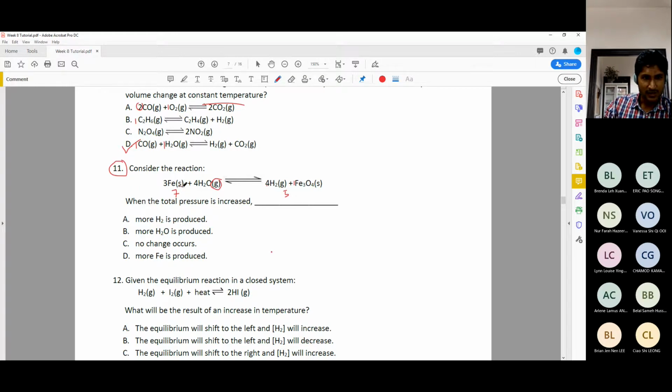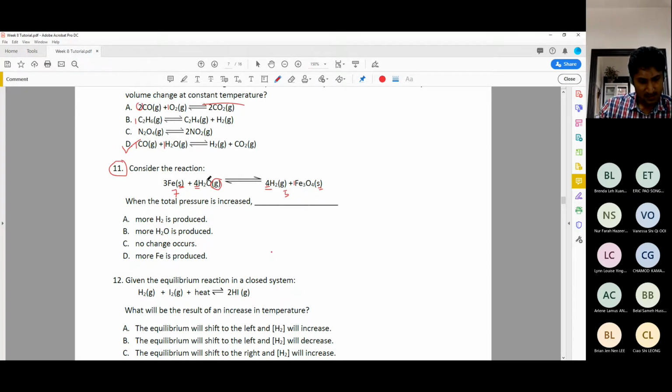Actually, heat is solid, right? This is solid. This is also solid. So solid is not considered. It doesn't matter what the concentration or number of moles in front is. A solid doesn't contribute to the vapor pressure, so it doesn't matter. That is why here it is 4, and here it is 4 as well, for the gaseous species, okay?